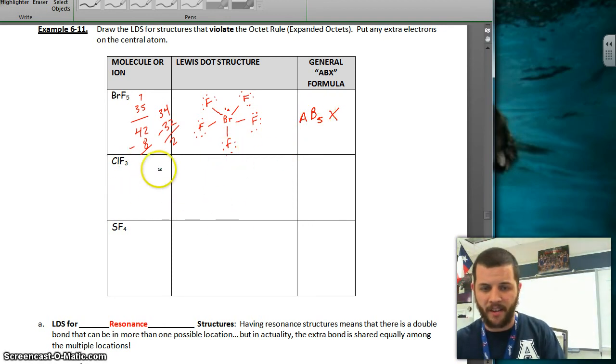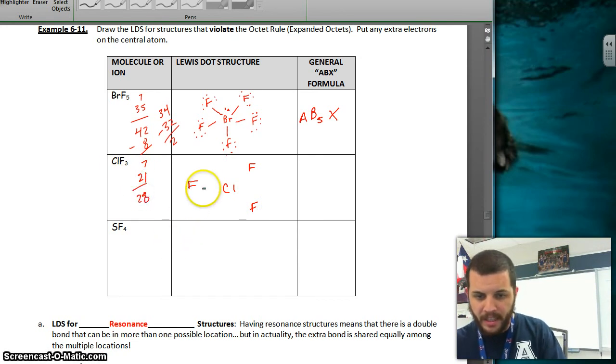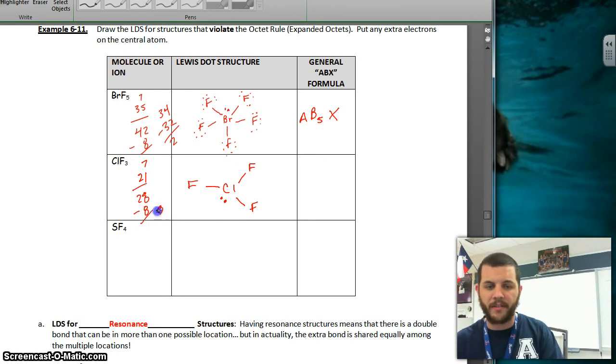Let's do ClF3. So I've got chlorine with 3 fluorines surrounding. Okay, chlorine brings 7. All 3 fluorines bring 21. I've got 28 total electrons to play with. Satisfied chlorine, 1, 2, 3, 4, 5, 6, 7, 8. Okay, chlorine is now happy, and I've got 20 electrons left over.